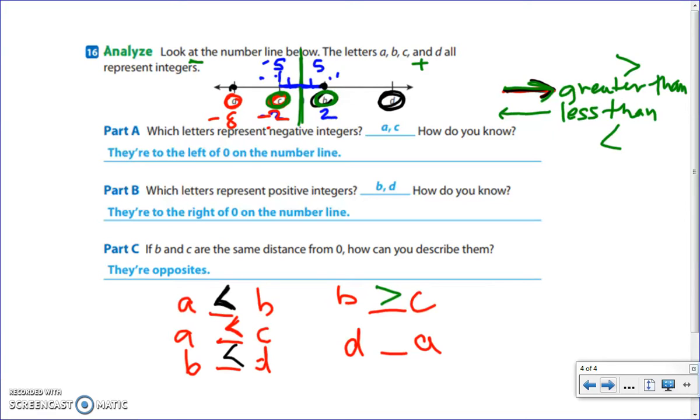Finally, let's compare D and A. D is way over here, A is way down here. Regardless of what the numbers are, the number farther to the right on the number line is always the greater number. So D is the greater number. I must open my inequality towards D, so D is greater than A. It doesn't matter what the numbers are. I know this because I know how a number line works. I understand that farther to the right, the numbers get larger. Farther to the left, the numbers get smaller. And that's exactly what you need to understand as far as the cardinality of your number sense. So that's it for today.